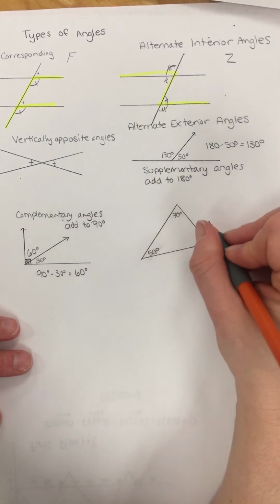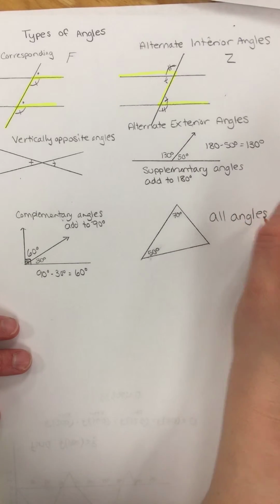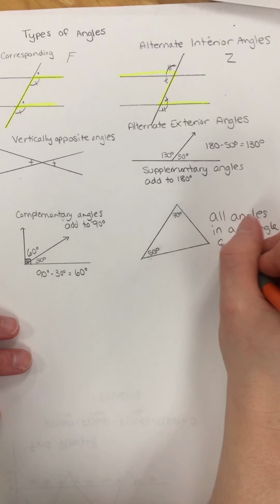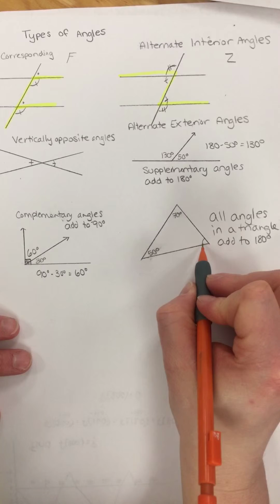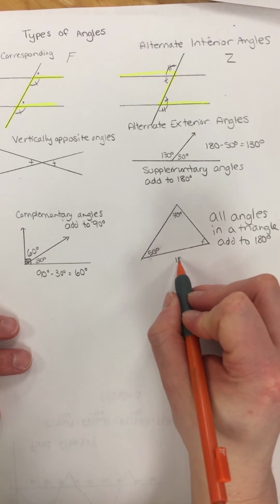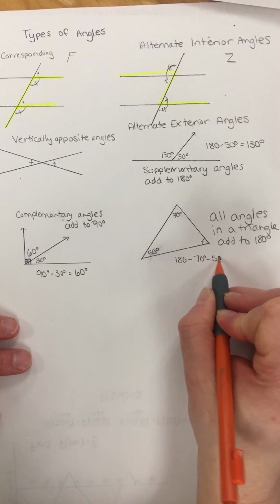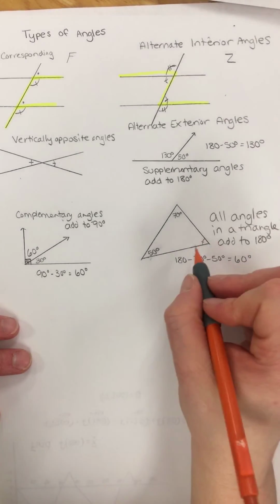And last but not least, as a reminder, all angles in a triangle add to 180 degrees. So if I wanted to find the missing angle here, then I'd go 180, subtract 70 degrees, and subtract your 50 degrees, and you end up getting 60 degrees.